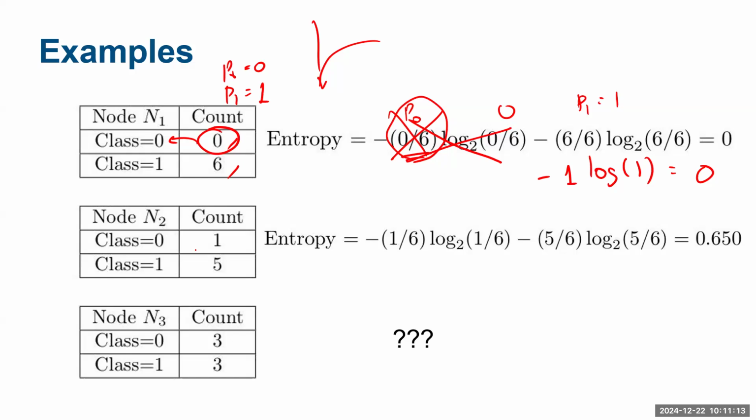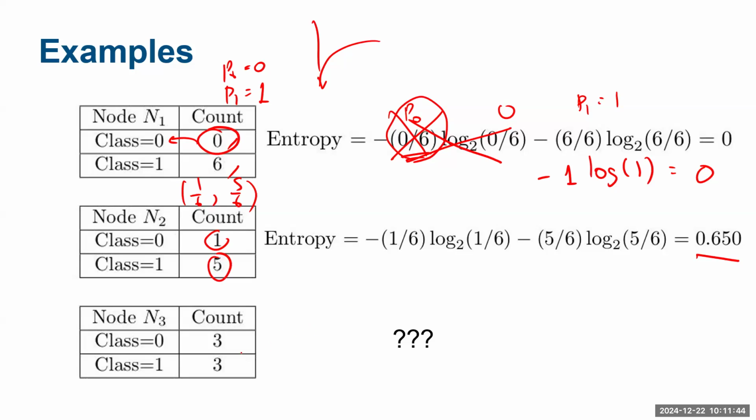If I have something almost perfect, say 1 and 5, so basically it's 1/6 and 5/6. So this one is almost perfect. You only have one example of class 0, and the rest is class 1. And the entropy score is 0.65. You can use a calculator to calculate all of this.